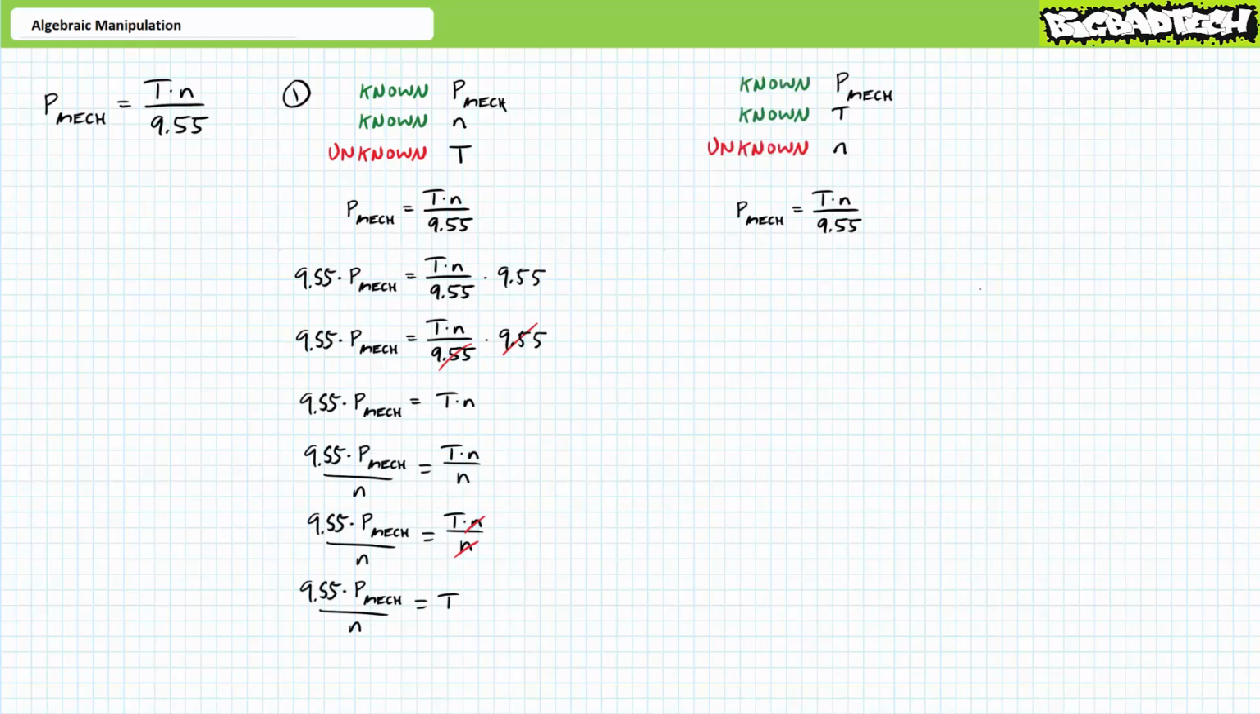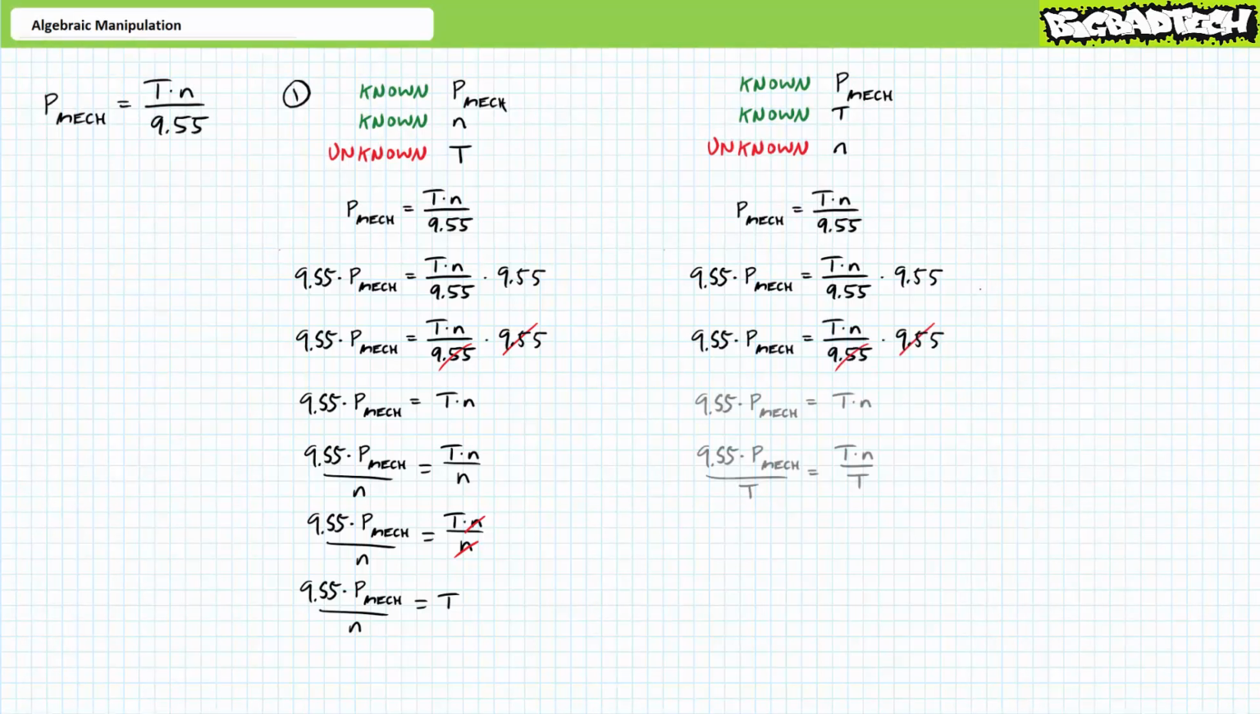Our second problem is asking us to solve for unknown property N, given known T and mechanical power values. Multiply both sides by 9.55. 9.55 cancels out on the right. Divide both sides by T. T cancels out on the right. And we're left with N equals 9.55 times mechanical power divided by T.